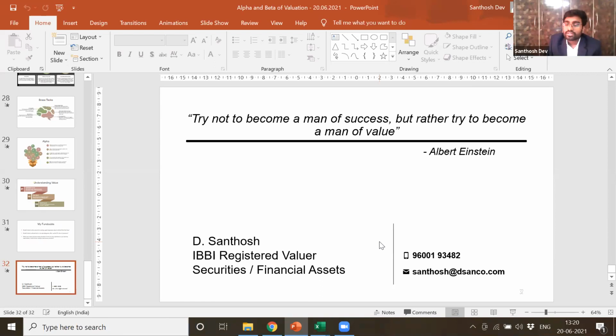Is there any mention of when to use pre-money valuation or post-money valuation in any valuation standard or some regulatory thing, or is it at the discretion of the valuer? It is not provided. Valuation standards give you a very broad idea of what needs to be done. It stands at 20,000 feet level and gives you the idea, but I have not seen it. Probably if it is there, please share.